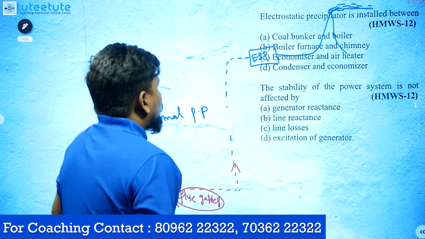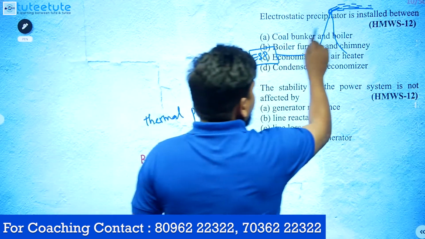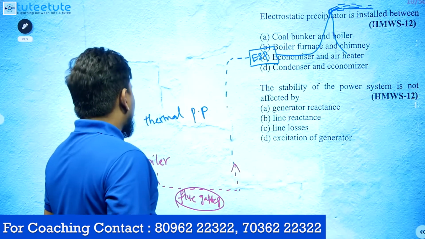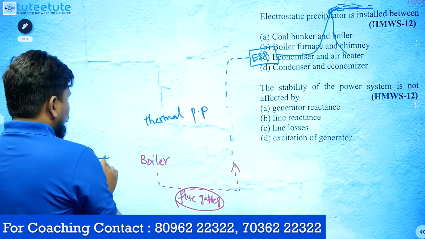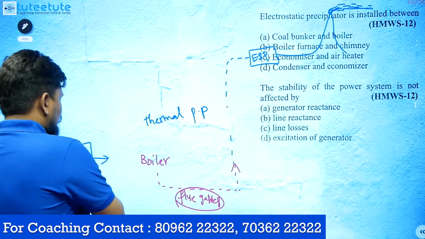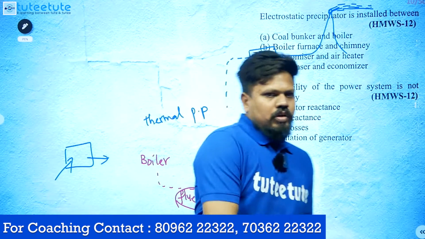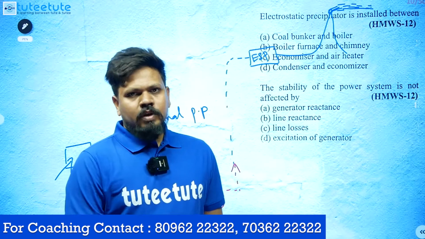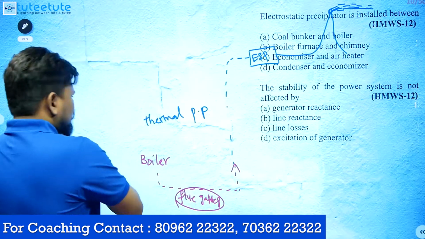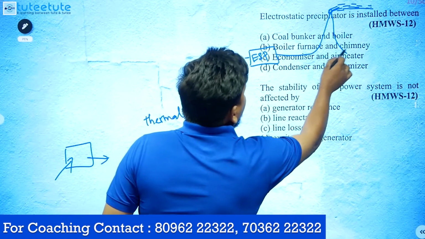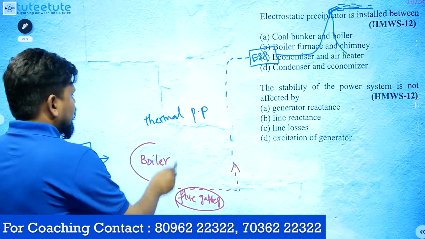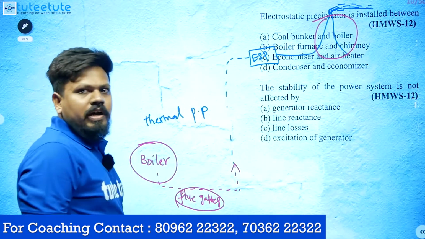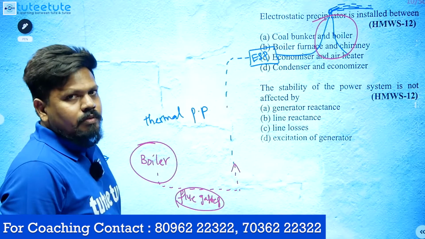Understanding, right? So what they are asking: electrostatic precipitator is installed between, okay, coal bunker and boiler. Where is the coal bunker? Before the boiler, we have to use the coal bunker. We have to store the coal in this one. We have to crush the coal. After that only, powdered coal we have to send into this boiler. Understood, right? So that means between these two we are not giving it; it is between boiler, furnace and chimney. So this is the boiler. This is the chimney. Between these two only we are giving this electrostatic precipitator.